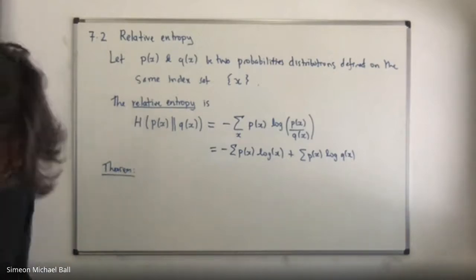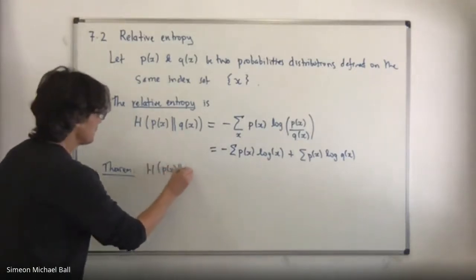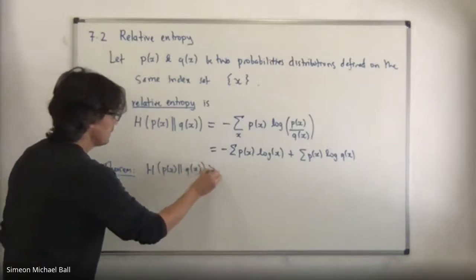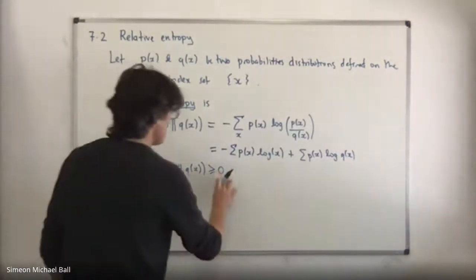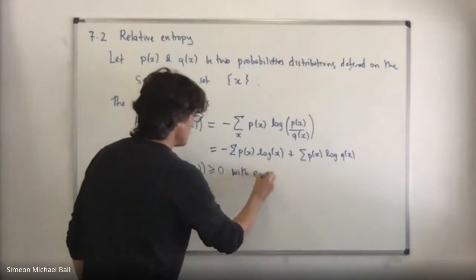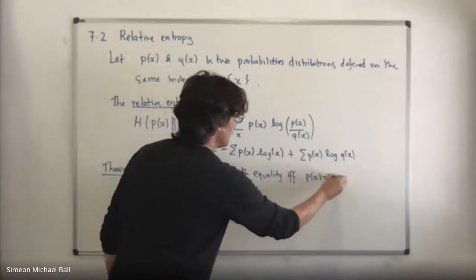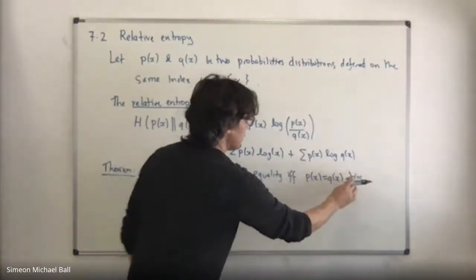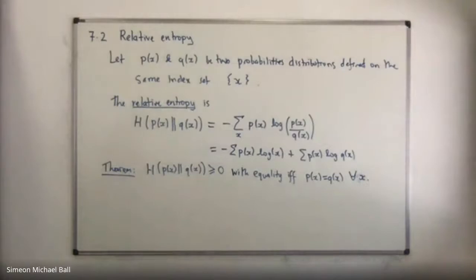So when we get to the quantum world, this theorem is going to be extremely useful and extremely important: that the relative entropy is always non-negative. And it's going to be equal to zero, with equality, if they're exactly the same probability distributions. And the proof goes something like this.